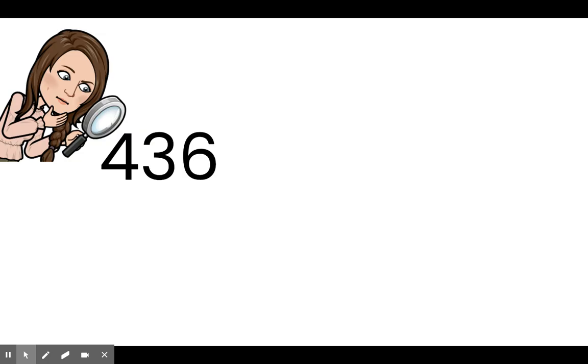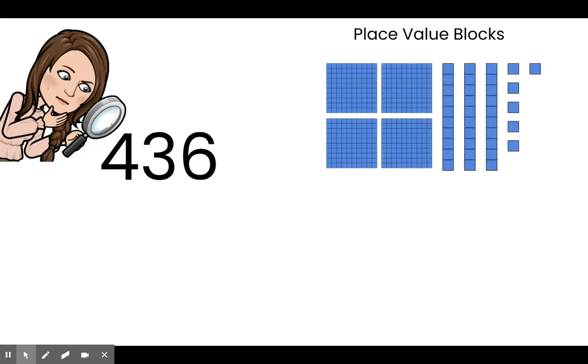Before we start today's lesson, let's review some of the important math concepts we've already learned. We've been talking about place value. Let's take a closer look at 436. There are many ways that we can show 436. Let's think about our place value blocks. We use these blocks to help represent 436. We have 4 100 blocks, 3 10 blocks, and 6 1 blocks. These place value blocks represent 436.